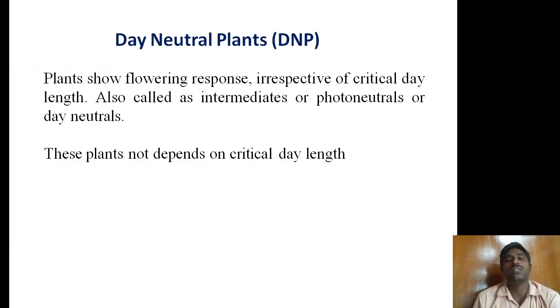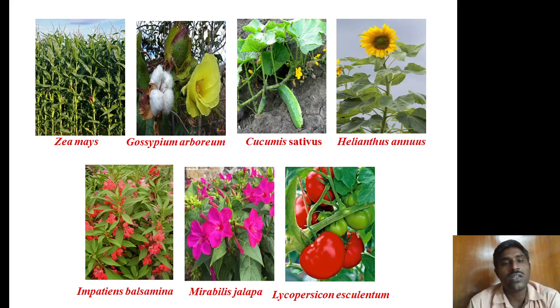Next, day neutral plants, that means DN is day neutral plants. These plants show a flowering response irrespective of their critical day length, and are also called intermediates or photoneutrals or day neutrals. That means day neutral plants do not depend on critical day length periods, so you can always see the flowering. For example, tomatoes and cucumbers are some of the day neutral plants.